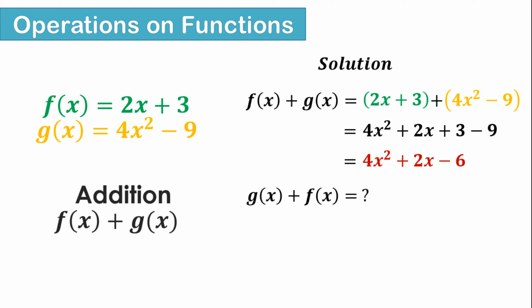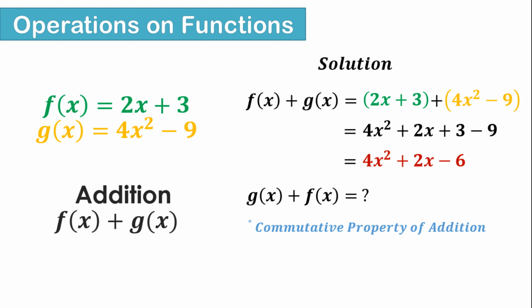Now what if you're asked, what is the sum of g of x and f of x? So you add g plus f. You don't need to add that anymore, because we should already know about the commutative property of addition, which says that if you switch the order of numbers in addition, the answer would still be the same. So if we say 2 plus 3, that's 5. 3 plus 2 is still 5.